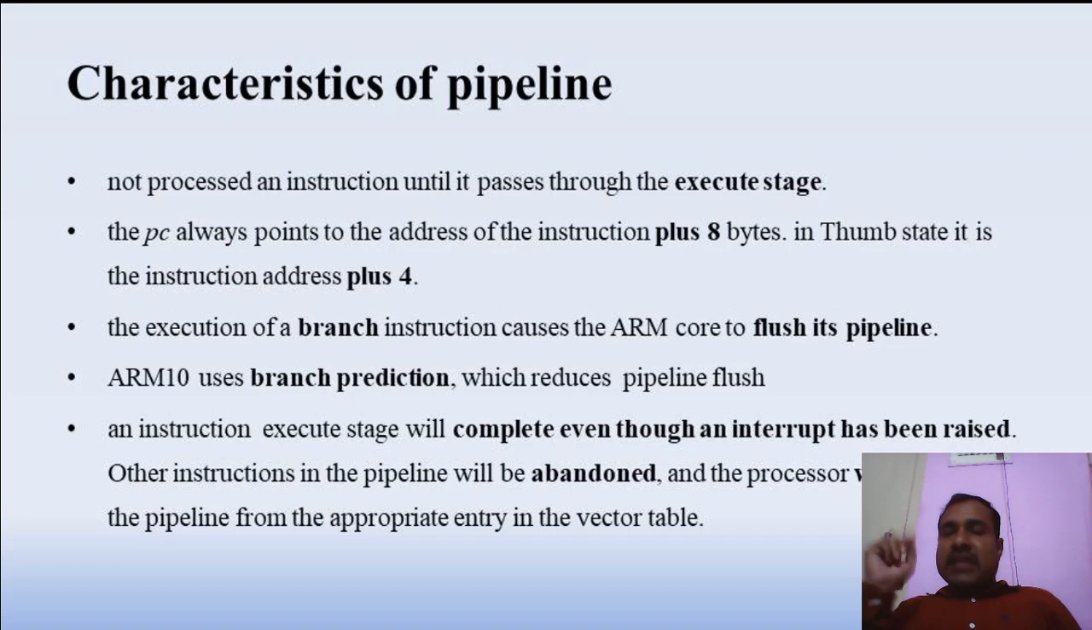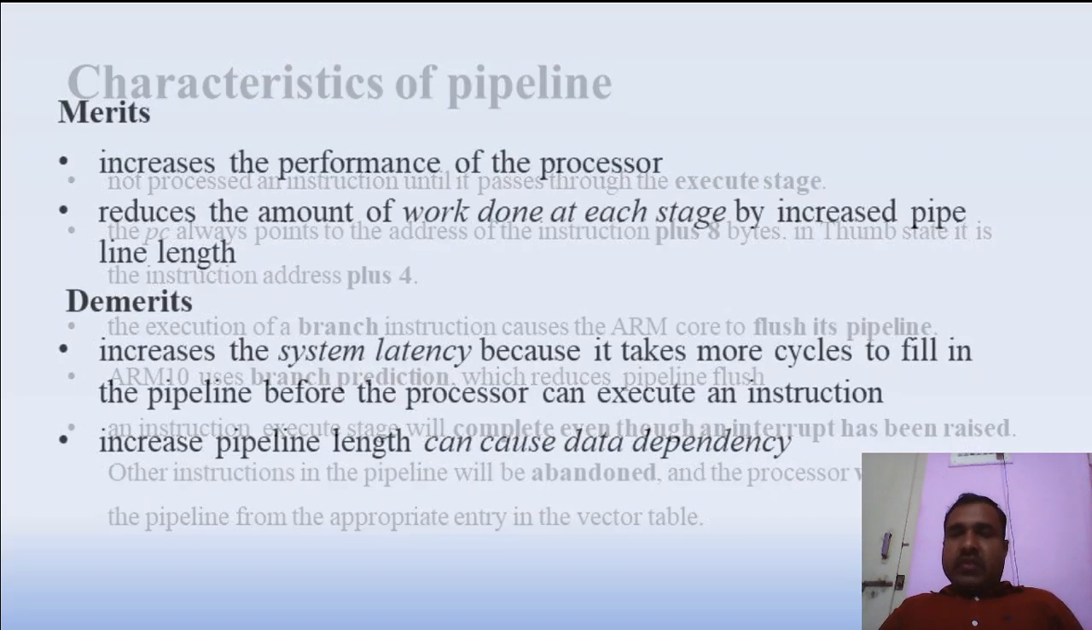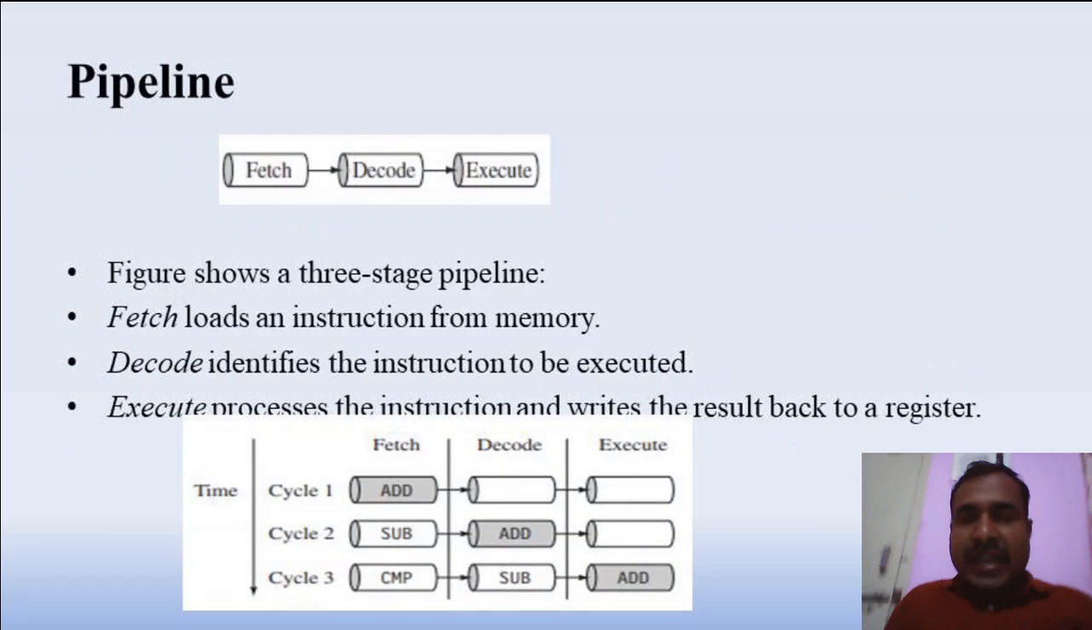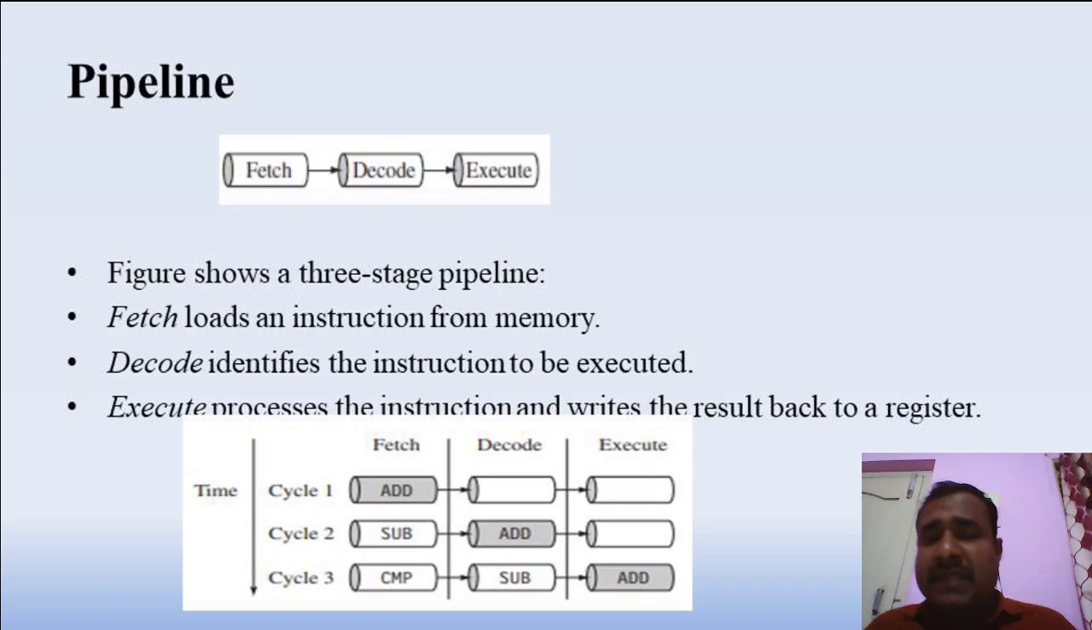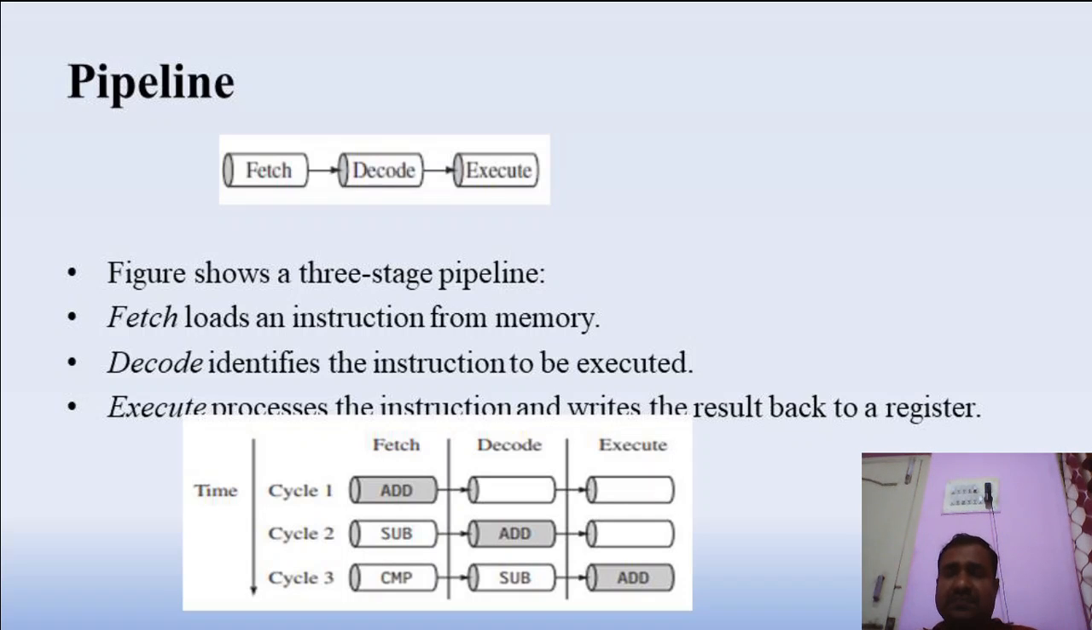Since ARM is 32 bit, I am going back to the previous slide. Let's say the address of the PC is 0x0008. The address of the subtraction instruction will be 0x000C, and the address of the comparison instruction will be 0x0012. So the PC will always be pointing to the next executable instruction.